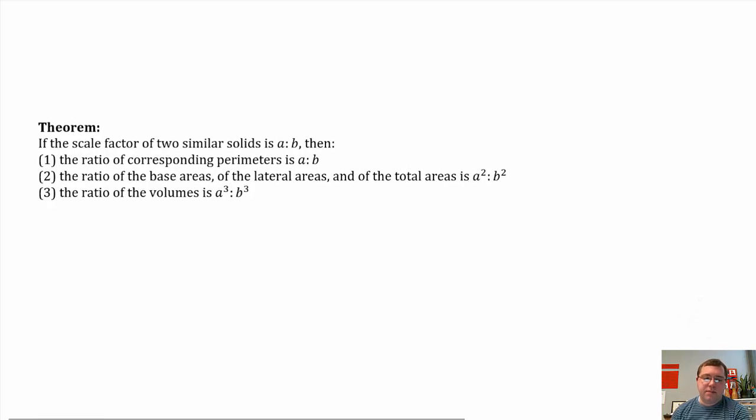So when things are similar, we know the ratio of one to the other. And this theorem allows us to apply that then to the perimeters, the areas, and the volumes of those solids. If the scale factor of two similar solids is A to B, then the ratio of corresponding perimeters is also A to B. The ratio of the base areas, of the lateral areas, and of the total areas is A squared to B squared. And the ratio of the volumes is A cubed to B cubed.